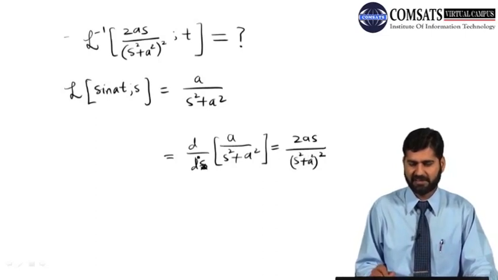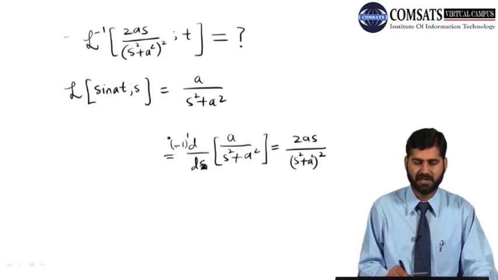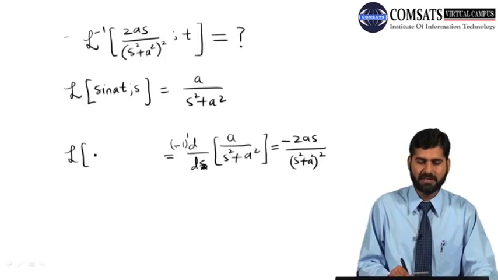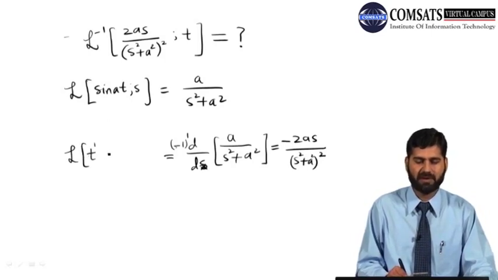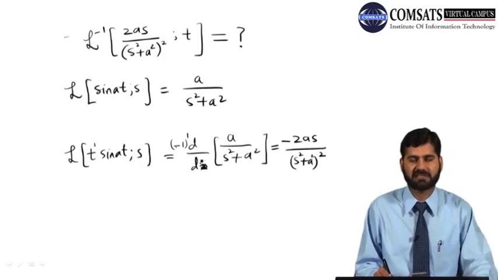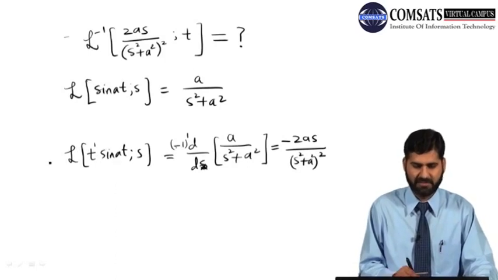So this can be written as the derivative of this one, and you know that if it is the first derivative, then it should have minus 1 to the power 1 with it. All right, so it means I'm getting a negative with it, not just 2as. And if you remember, this is obtained by multiplying by 1 power of t. If we multiply by 1 power of t, the answer gets differentiated. But this minus sign will give me a minus sign here as well.